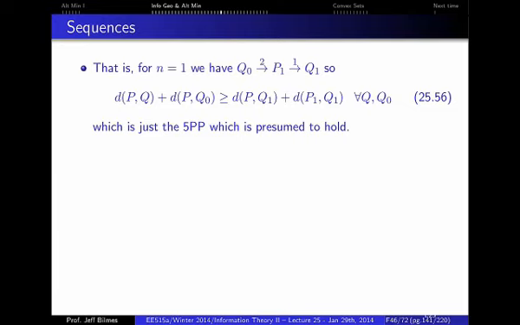So here's an example. Let's start at n1. We start at q naught, hold it fixed, and optimize over p1, then hold p1 fixed, and optimize over q and get q1. So then we immediately get the 5 points property from alternating minimization. And in fact, it seems reasonable to assume that the 5 points property came about from looking at alternating minimization and asking, okay, what's the least set of constraints I can impose on this d function for this to be true.